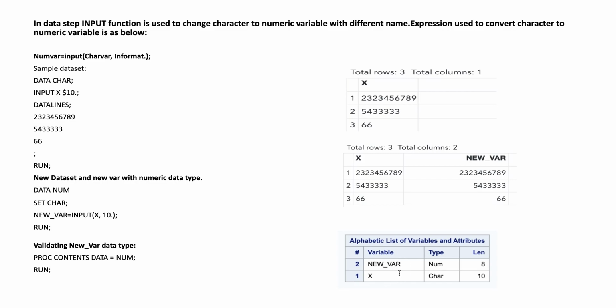That means it has 2 variables. One is x, another one is new var. New var is the newly created variable, but its type is numeric. From here, it is clear that the SAS dataset variable x has changed to a new variable named new var with variable type numeric.